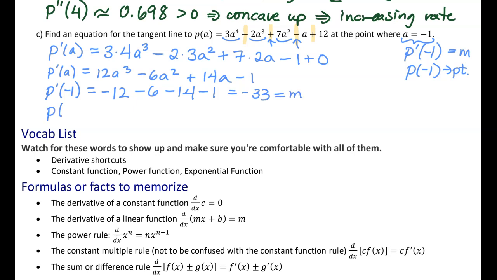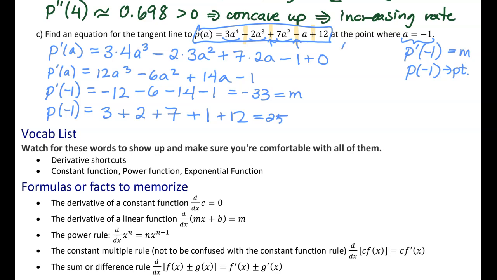I also need the p of negative 1 to get my point. That's all the way back to the original function. So when I plug a negative 1 in there, 3 times negative 1 to the 4th is just 3. Negative 1 to the 4th is positive. Minus 2 times negative 1 cubed, which is negative still, so that becomes a plus. Plus 7 times negative 1 squared. Negative 1 squared is 1. Minus negative 1 becomes plus 1. Plus 12. I think I'm getting 25.